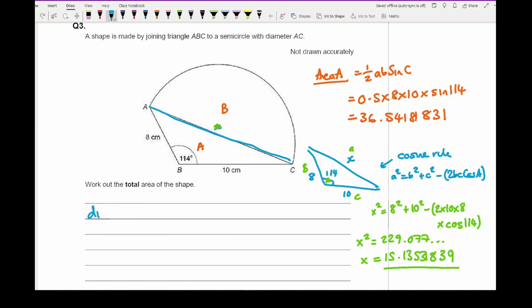So the diameter of the circle is 15.13531839. So therefore the radius is going to be half of that. So if I divide that by 2, I get an answer of 7.56765997.